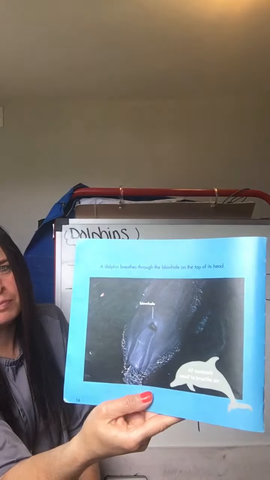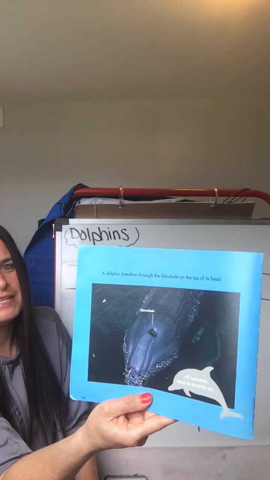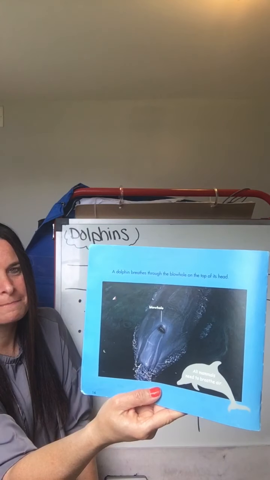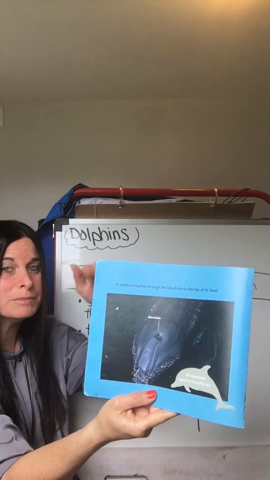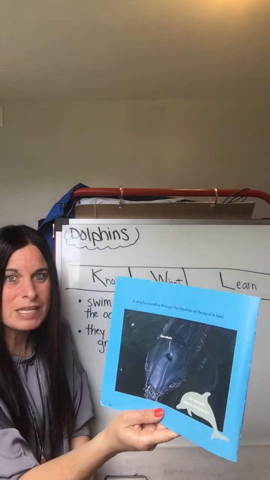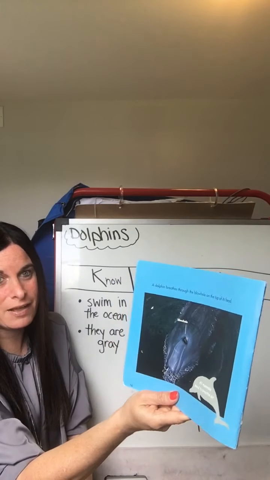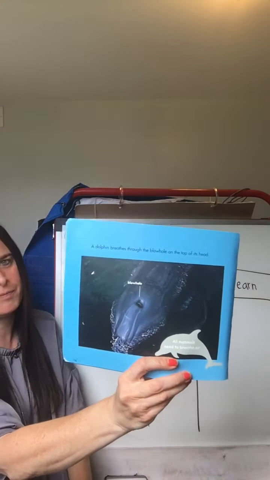A dolphin breathes through a blowhole on the top of its head. Okay, so the dolphin has to come to the top of the water in order to take some breaths every now and then. Okay, all mammals need to breathe air.